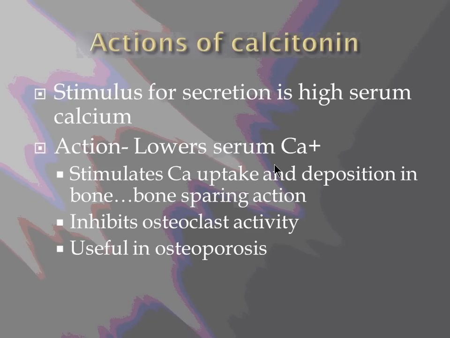How does it reduce serum calcium? It actually stimulates calcium uptake by bone. It takes the calcium from the blood and pushes it into bone. So this is known as a bone sparing action. That means it doesn't cause removal of calcium from bone. In fact, it builds bone. They have a synthetic calcitonin known as miacalcin, which is obtained from salmon. This miacalcin has been used to treat osteoporosis, where bone becomes extremely brittle and fragile because the density of bone is less.